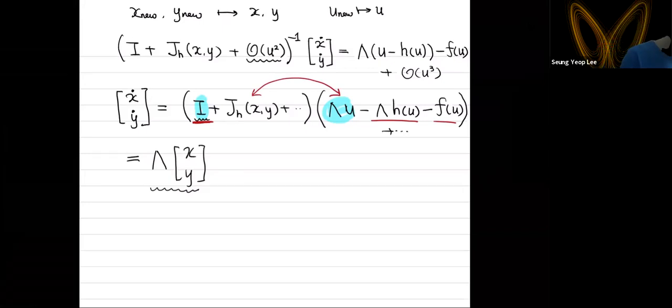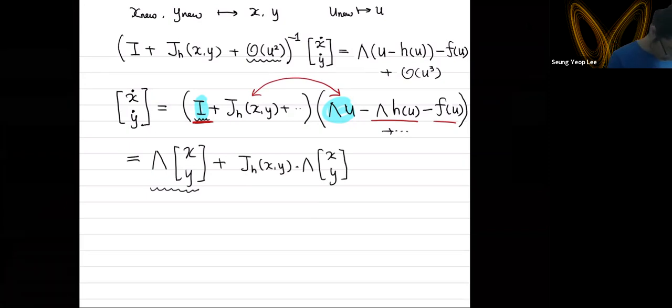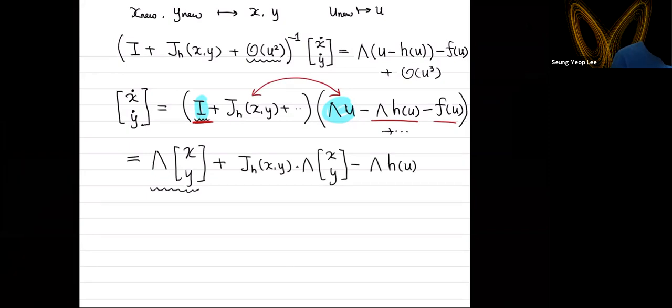Right? So there's total 3 terms. JH of x y times lambda times x y. So that's 1 term. And then minus lambda h of u minus f of u. So there are 3 terms. That's the quadratic terms. Okay, and the higher terms.